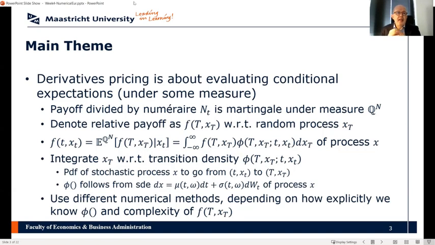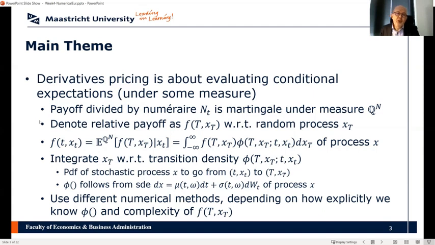So the main theme that I'm going to be talking about is that when we are computing the prices of derivatives, this is all about evaluating conditional expectations under some probability measure. And in the last weeks, you have mainly worked with the binomial tree. You did some numeraire change in the binomial tree. And now we're going to generalize this idea of evaluating expectations or evaluating martingales with a wider set of numerical tools that you can work with.